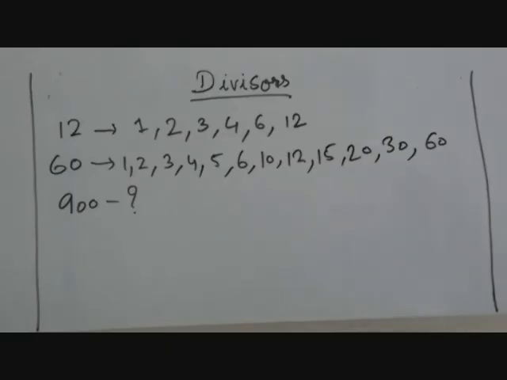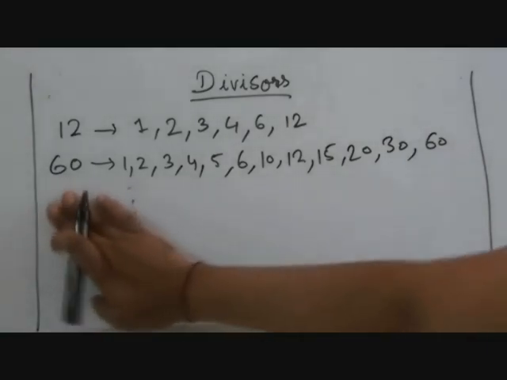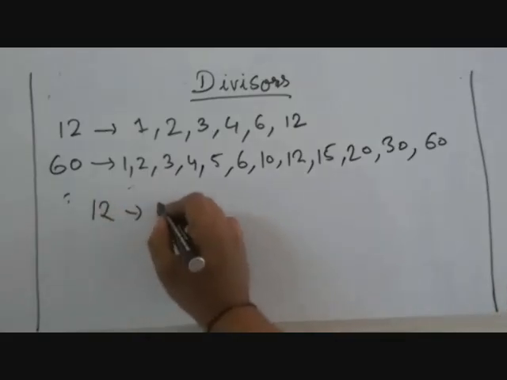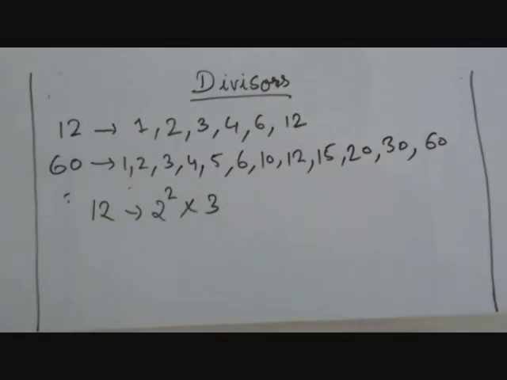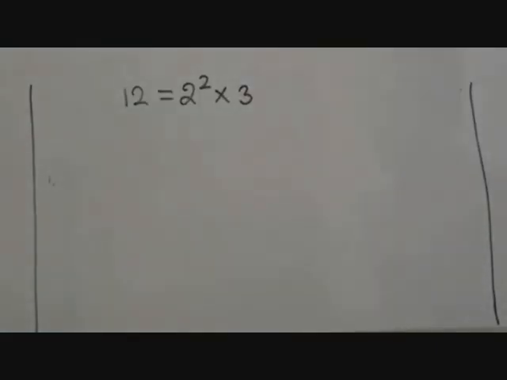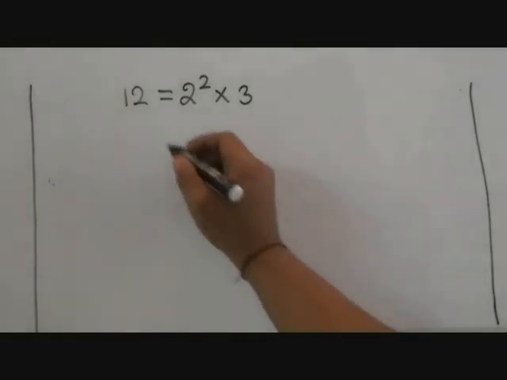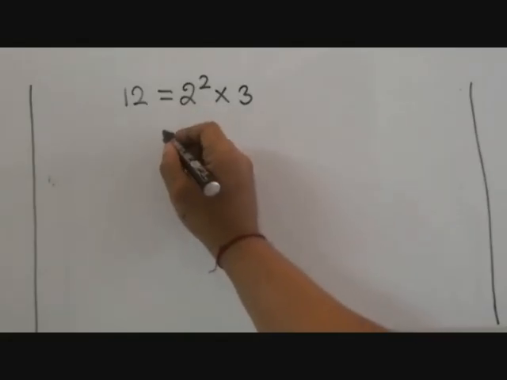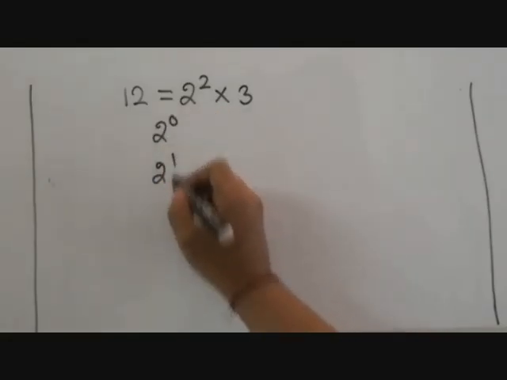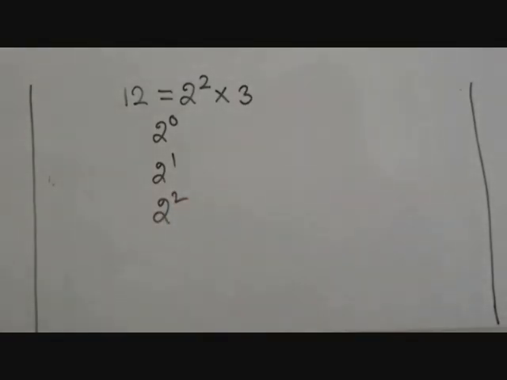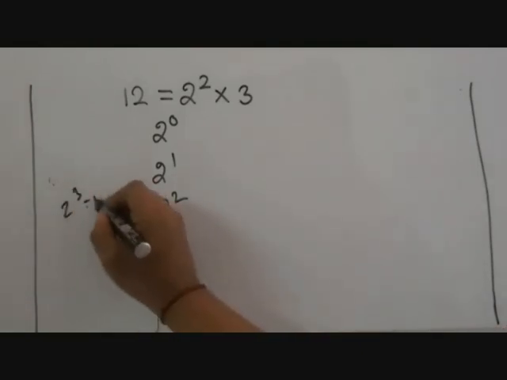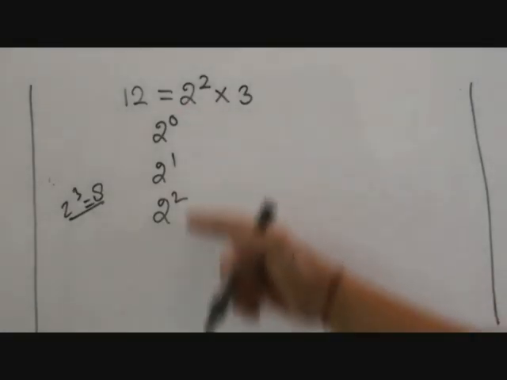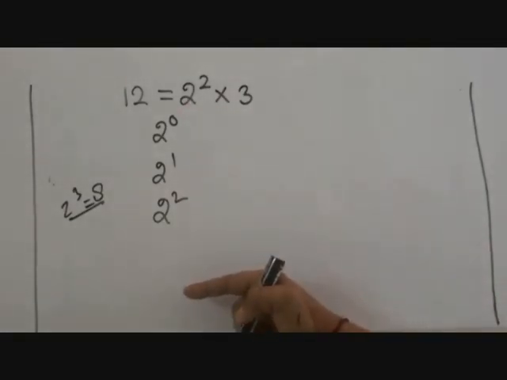First and foremost, you do the prime factorization of the given number. For example, the prime factorization of 12 would be 2 square into 3. Now, which powers of 2 will divide 12 completely? The powers of 2 which will divide 12 completely are 2 raised to 0, 2 raised to 1 and 2 square. Do you think 2 cube or 2 raised to 4 would divide 12 completely? No. 2 cube, which is 8, will not divide 12. So, we have only 3 powers of 2 which will divide 12 completely.